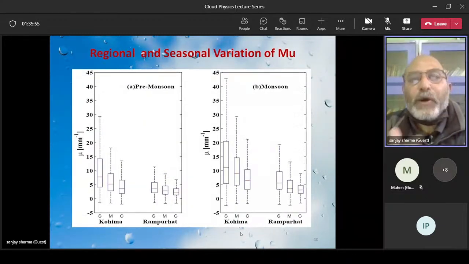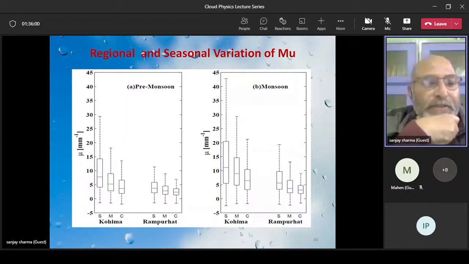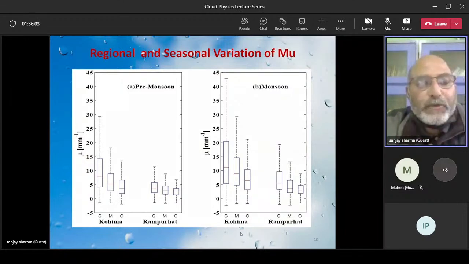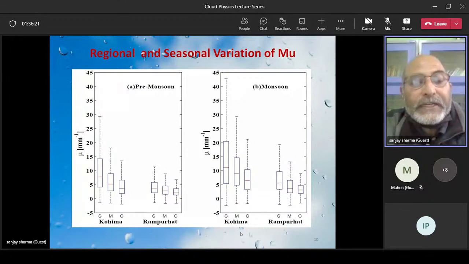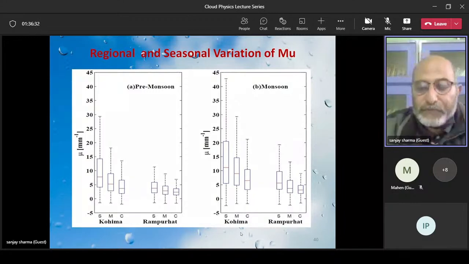And this is the model parameter value here. We can see here that mu, I would spend some time. If we see the pre-monsoon and monsoon, in Rampur Hat, mu value is towards the lower side, which indicates positive concave shape of the DSD, which indicates that larger drops or coalescence process is dominating compared to the Kohima. Similarly, here also, that distinct difference we are able to see.